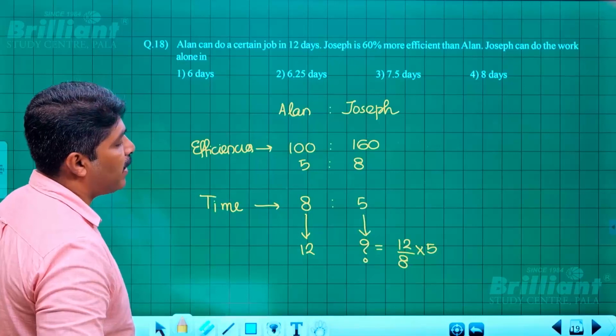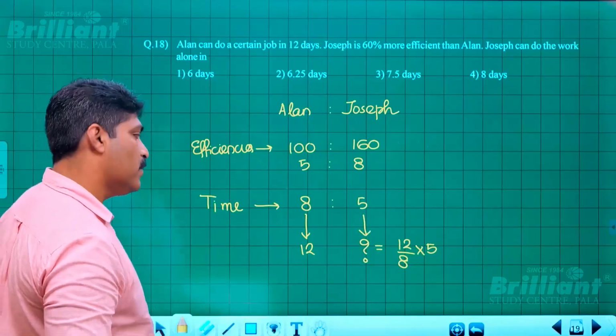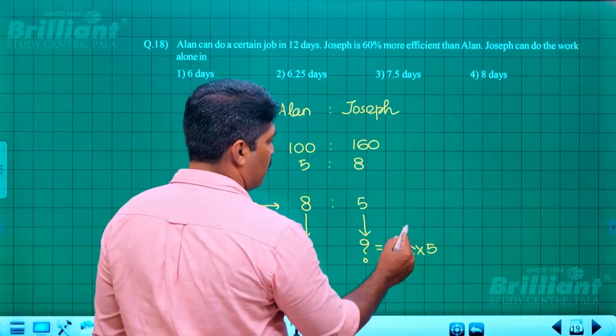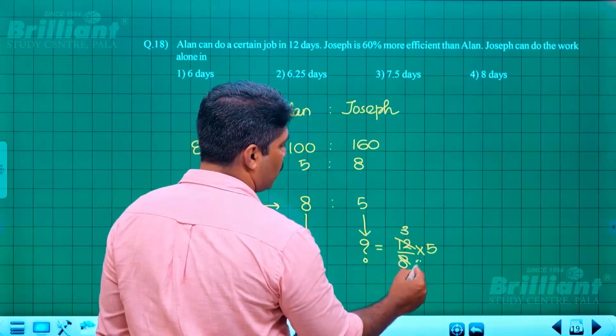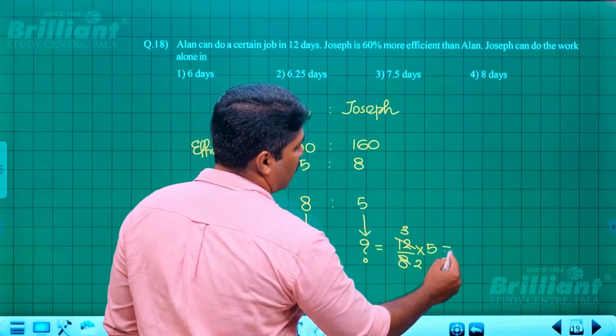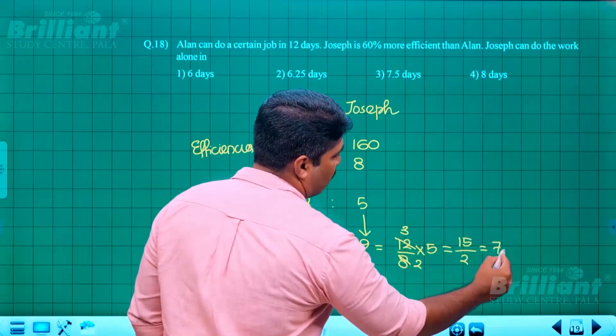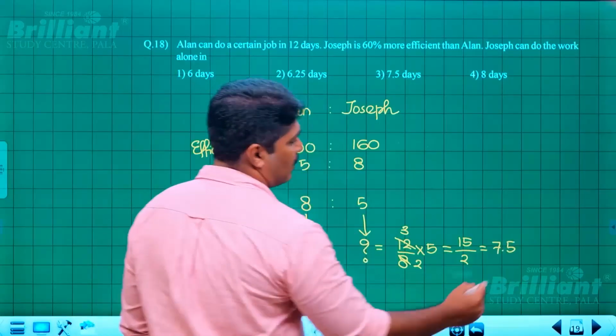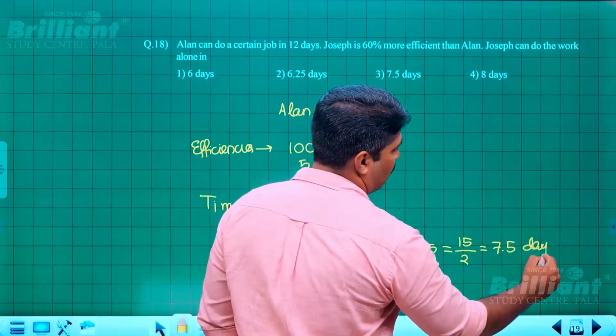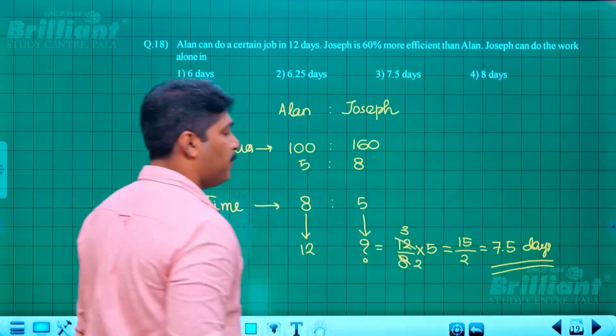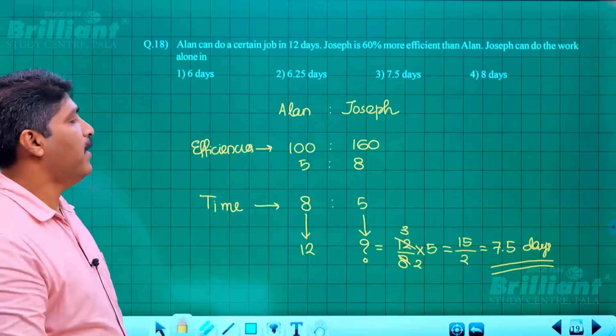So what will it become? After simplifying, this is 3 times 4 over 2 times 4. Therefore, this one is equal to 15 by 2, so that is 7.5 days. Clear? So this is one way.